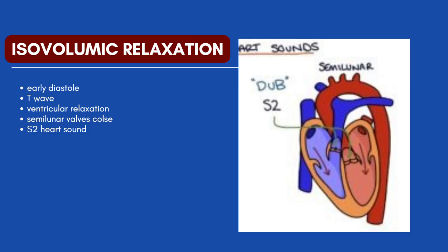So again, to summarize, we have early diastole, the T wave. This is where we see the T wave. Ventricular relaxation occurs, the semilunar valves are closed, and this is where we get the second heart sound, S2.